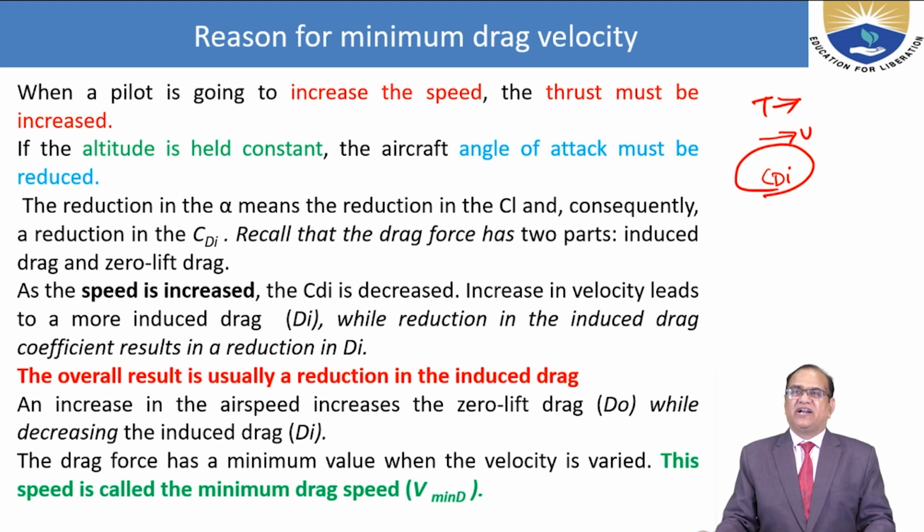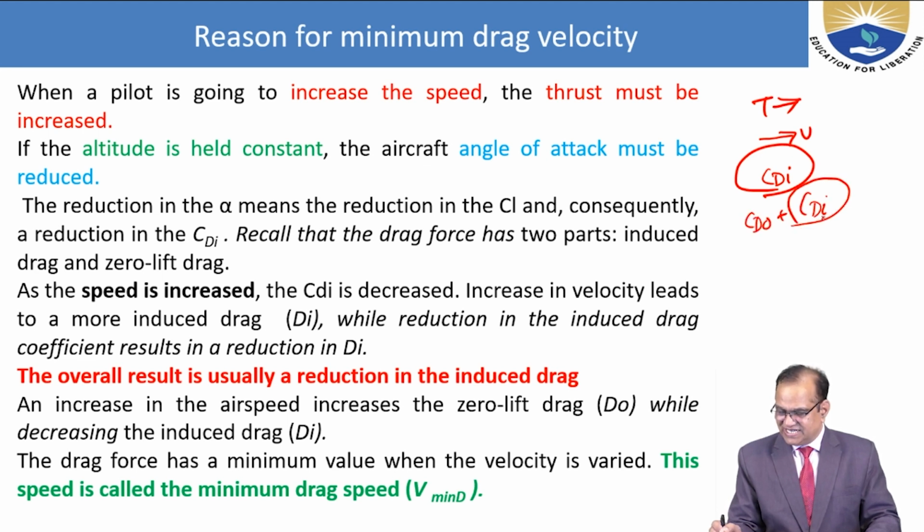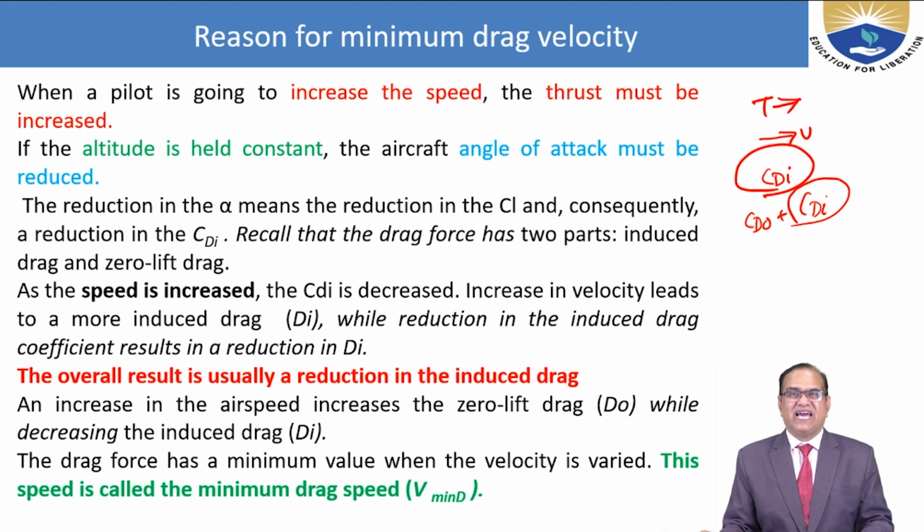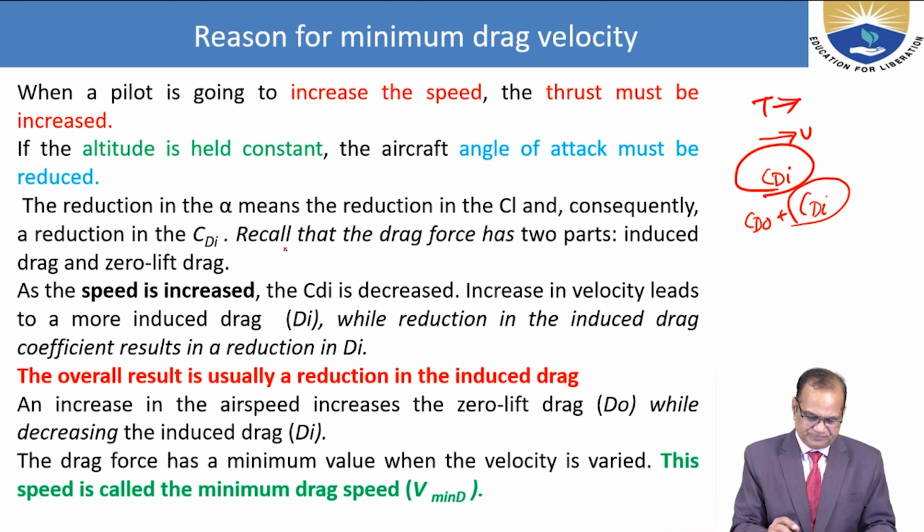Recall that the drag force has two parts, that is induced drag and the zero lift drag. So we have CD naught plus CDI. As the angle of attack is reduced, this alpha reduction makes CL reduce. So the induced drag coefficient is reduced, and recall that the drag force has two parts, induced drag and zero lift drag.